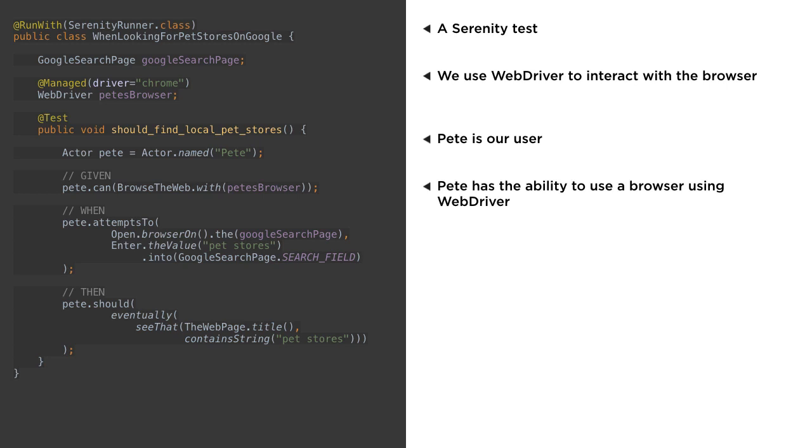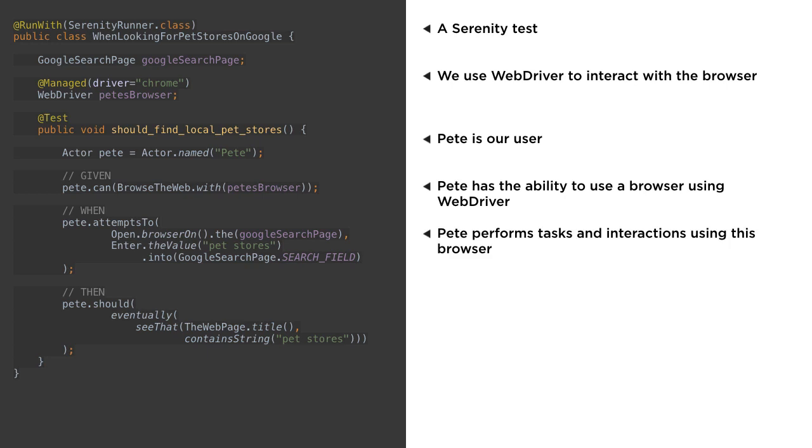Pete only uses the abilities that he needs for a particular job, and in this case he needs to go through a WebDriver browser. He performs his interaction, so he can open a browser on a page, he can enter values into a field, and he can check that the title of the page is what he expects. And each time he does one of these interactions, the interaction will use his browser to get the job done.